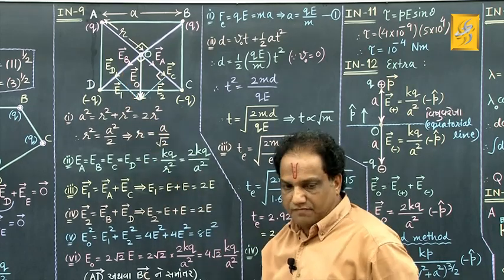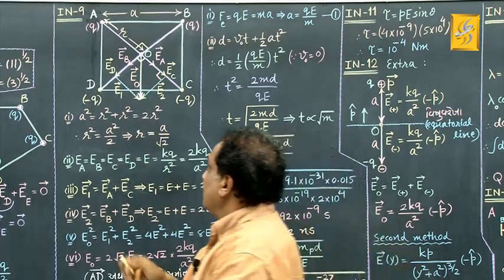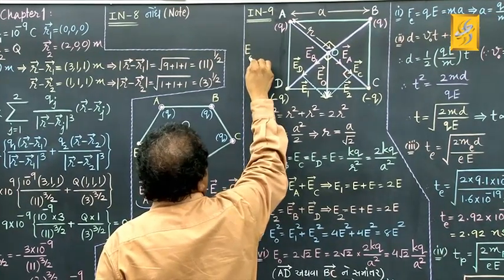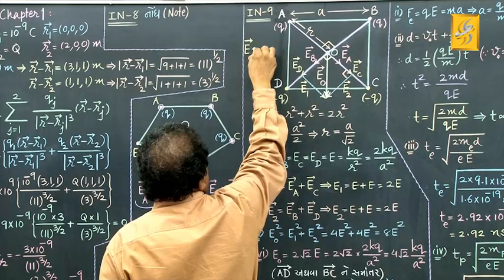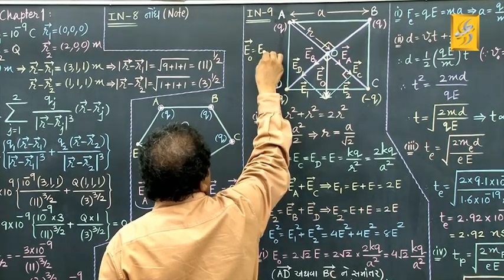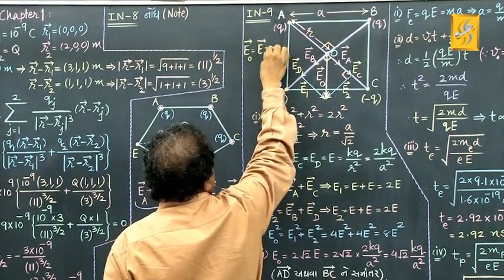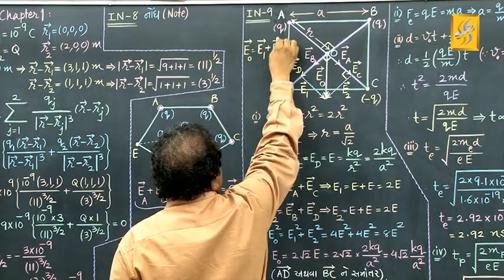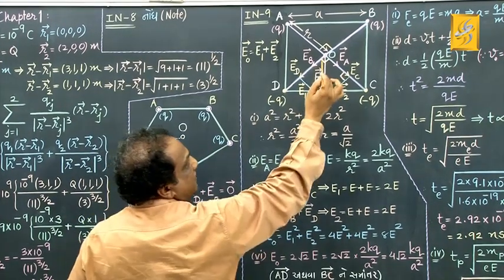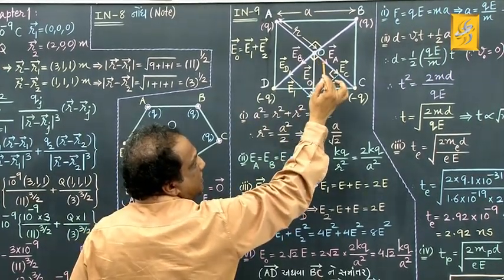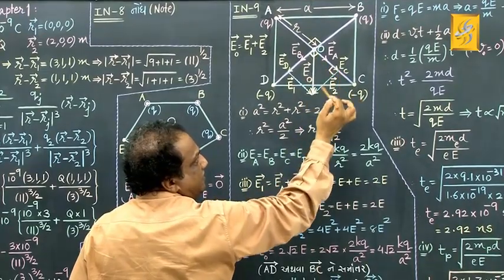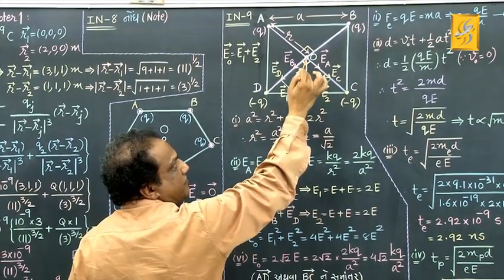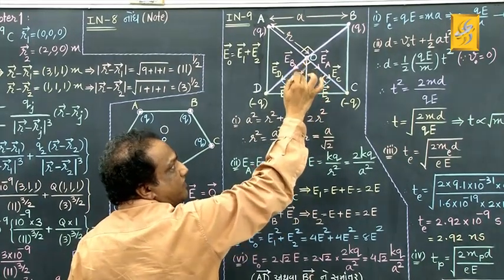Let me write here in the diagram. Vector E1 plus vector E2 is vector EO. So vector EO is vector E1 plus vector E2. Now what about these two directions? This is vector E1 and this is vector E2. Both of them are at right angles. So opposite to this right angle will be this side or this vector.